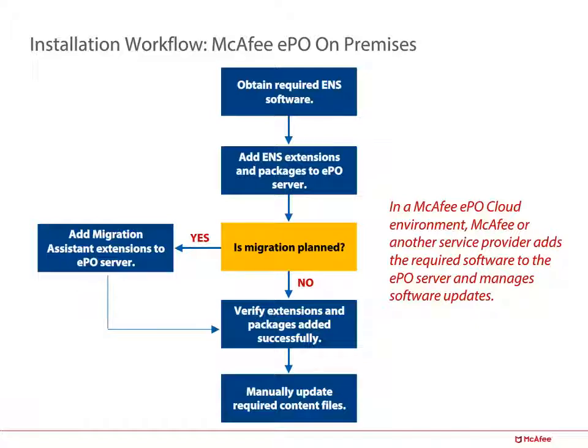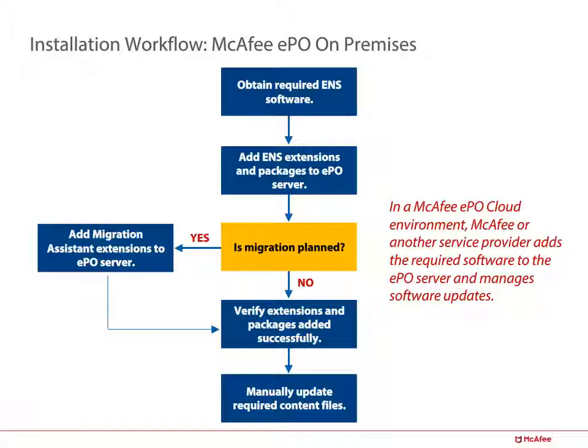Your installation workflow for McAfee on-premise is: first, you have to get the required ENS software. There are various methods to do that. You add the extensions and the packages to your EPO server, and what's not put in here is that I would replicate to your distributed repositories, if you have any. You also have to ask, do I want to do the migration? If I do, then you also have to add the migration extension because it is separate. If I don't need it, then I don't have to worry about adding that extension.